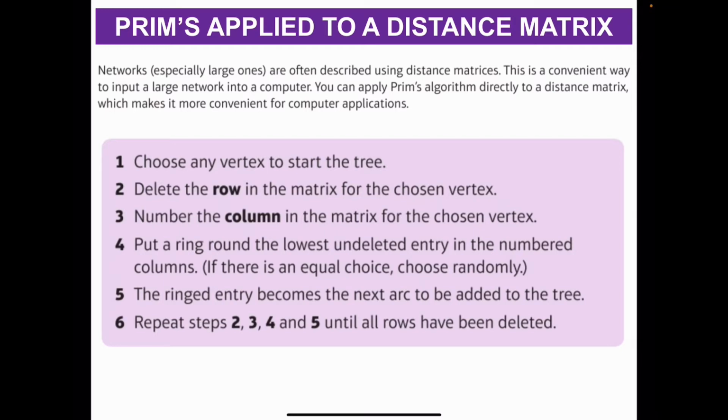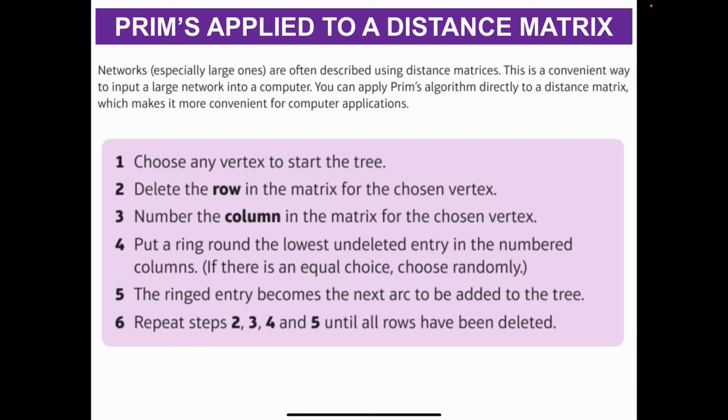You start with any vertex, whichever you like, unless it's specified in the problem. In the second step, you delete the row in the matrix for the chosen vertex, and in the column for the chosen vertex, you choose the lowest undeleted number. Do not forget to keep track of which column you are choosing as first, second or third, because that will show you the order of the arcs that you are adding to your minimum spanning tree.